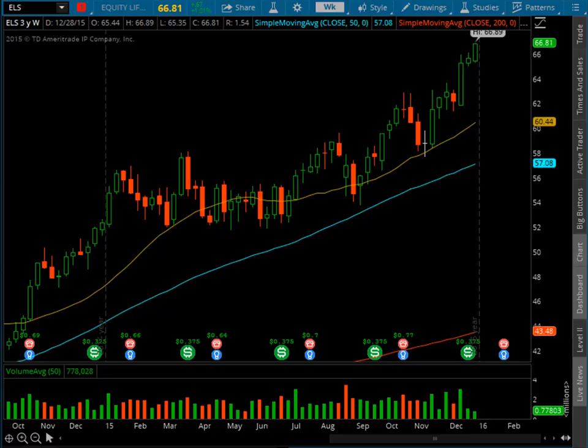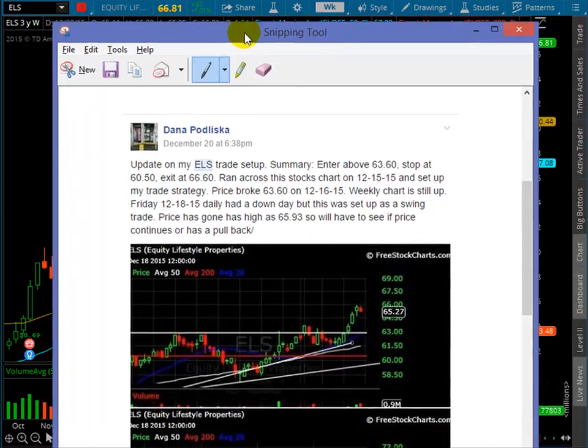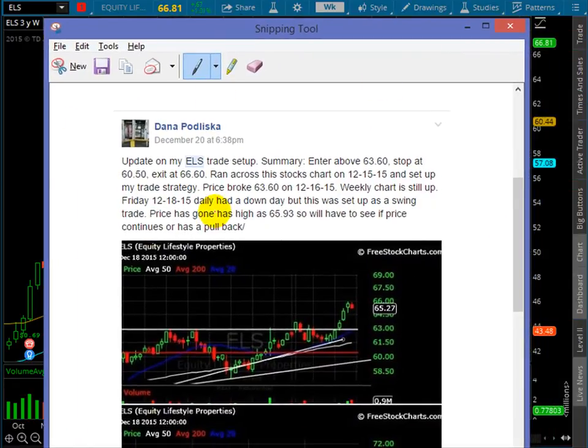So let me bring you to a trader. Let me talk about a trader who called that, and I'll show you. This is the image that was posted on Facebook by this trader Dana. The trade was called on December 20th. Update on my ELS trade. As you can see, this is ELS. Entry above 63.60, stop at 60.50, exit at 60.60.